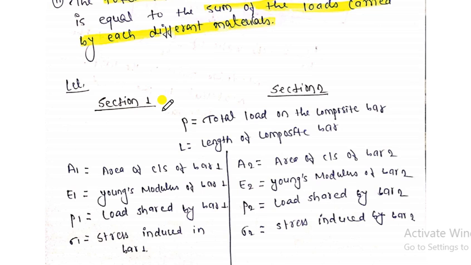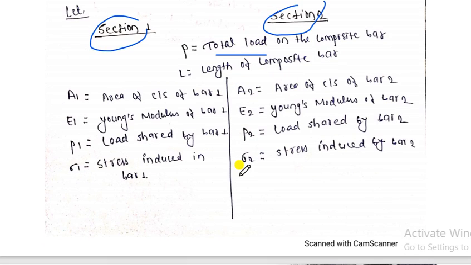Here I have made certain assumptions: in section 1, copper, which you can assume as you like, and in section 2, aluminium. So it is a copper bar and an aluminium bar. P is the total load of the composite bar, carried by both bars at the same time, and L is the length of the composite bar, the same for both bars. For section 1, A1 is the area of cross section of the bar and E1 is Young's modulus of bar 1. Because the bars are of different materials, they have different Young's modulus. Similarly, P1 is the load shared by bar 1.